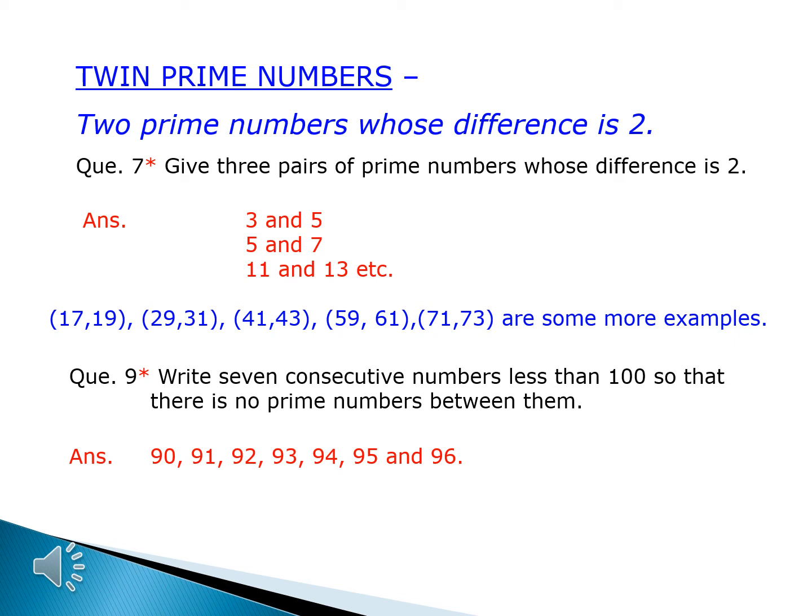Question number 9. Write 7 consecutive numbers less than 100 so that there are no prime numbers in between. We have discussed this earlier also.